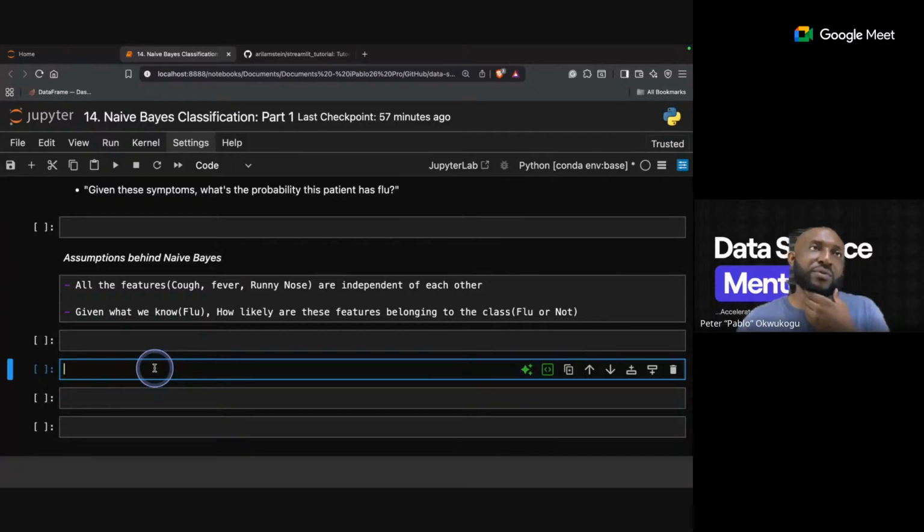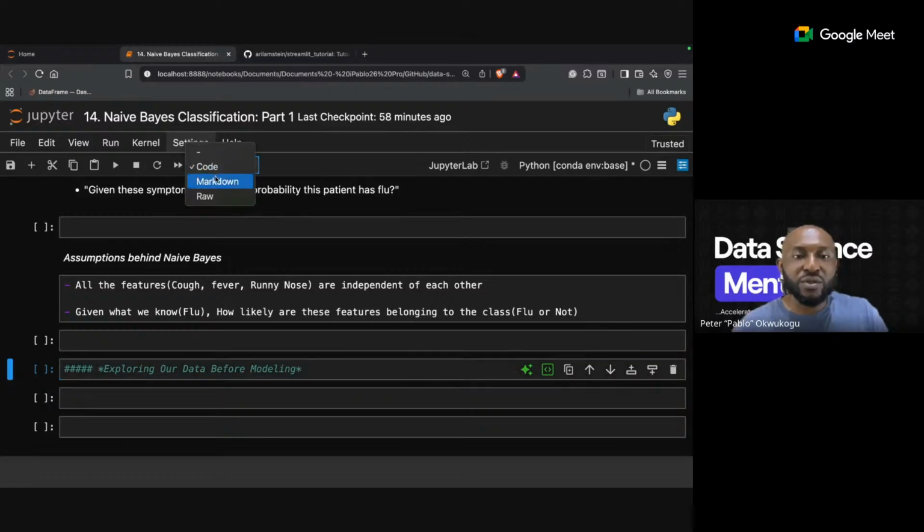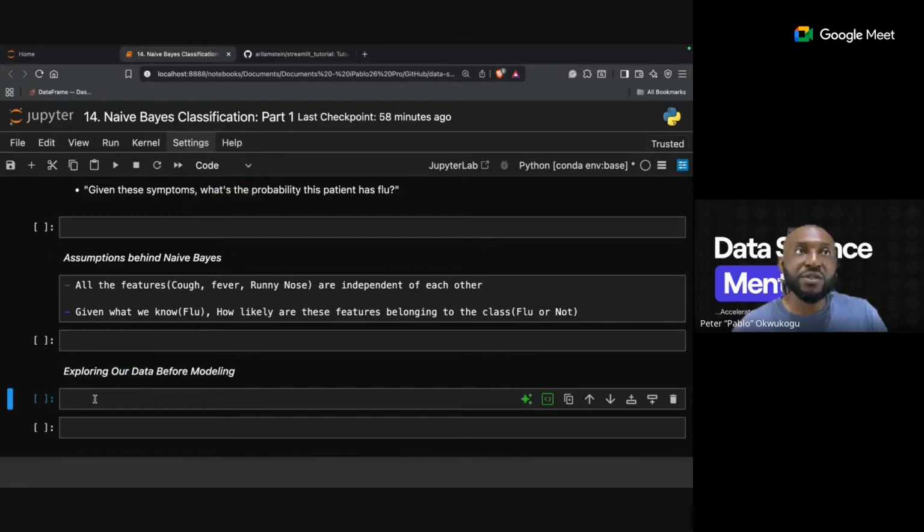So these are typically what the assumption is. The final part of it is we need to explore our data before modeling, which is part of what data scientists do. So here, exploring our data before modeling, right? Now, what we are saying here is what are the things we're going to do in this situation.